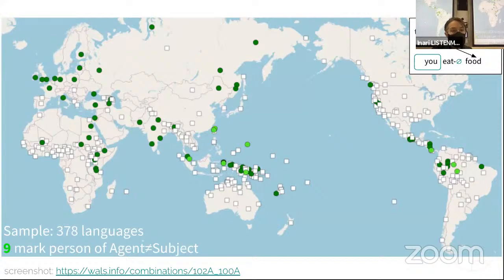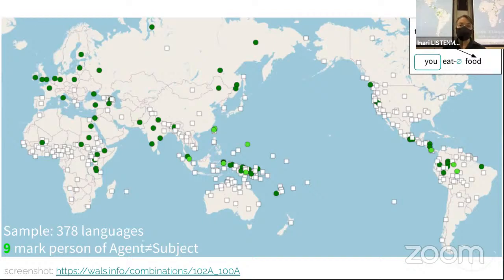Then we have like 9 languages. Well, I chose very stupid font coloring because I can't see a thing. But so that's 9 languages of these, almost 400. And none of these are in the resource grammar library. If you're wondering where this data comes from, that's a combination map from this World Atlas of Language Structures.